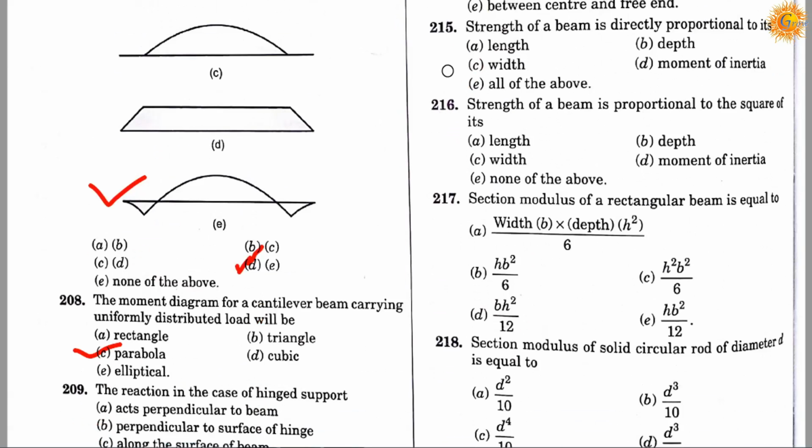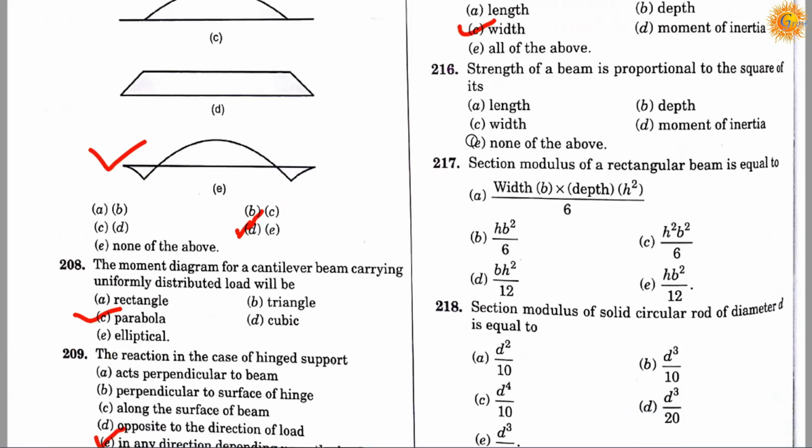Question number 215. The strength of a beam is directly proportional to its: option A is the length, option B is the depth, option C is the width, option D is the moment of inertia, option E is all of the above. Correct answer is C, it will be width. Question number 216. The strength of a beam is proportional to the square of its: option A is the length, option B is the depth, option C is the width, option D is the moment of inertia, option E is none of the above. Correct answer is B, it will be depth.